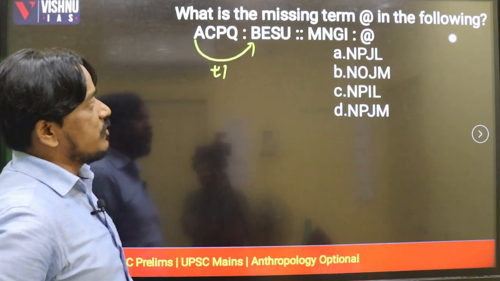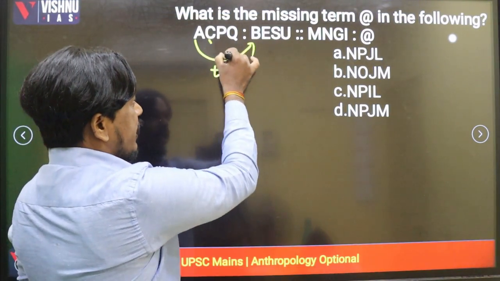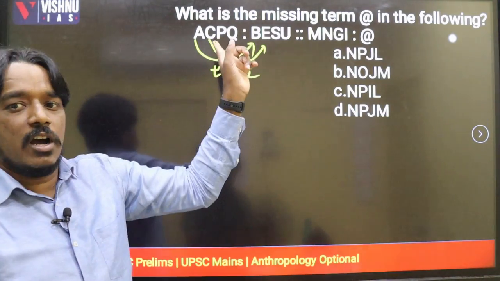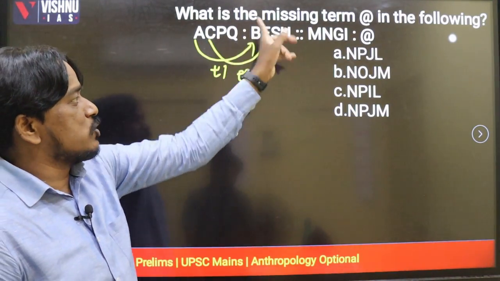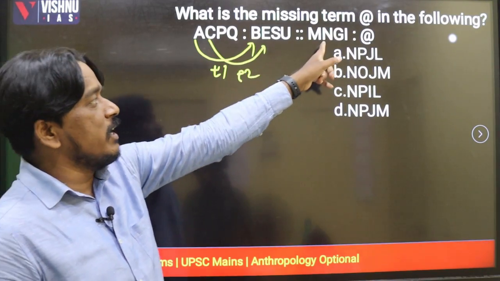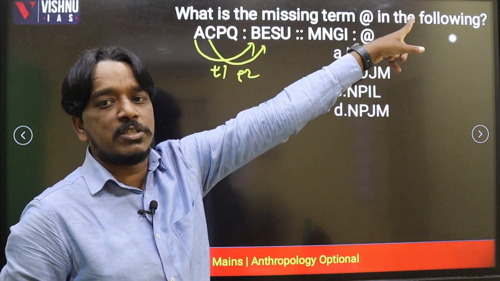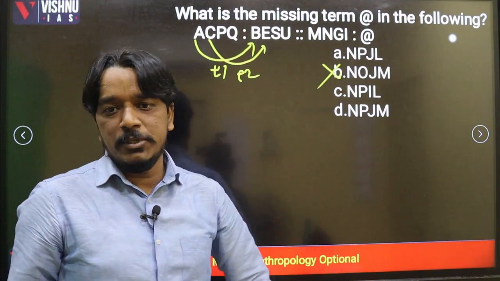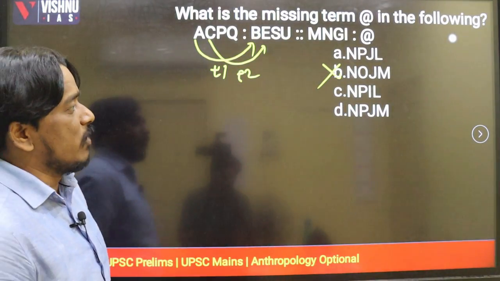Now C is actually 3, E is 5. So 3 to 5, the logic is plus 2 directly. C is 3 according to the alphabetical sequence, 3 plus 2 is 5. For the second place, N is 14, 14 plus 2 is 16 definitely. The 16 means definitely P, so option B is eliminated. Like that we can verify one by one.